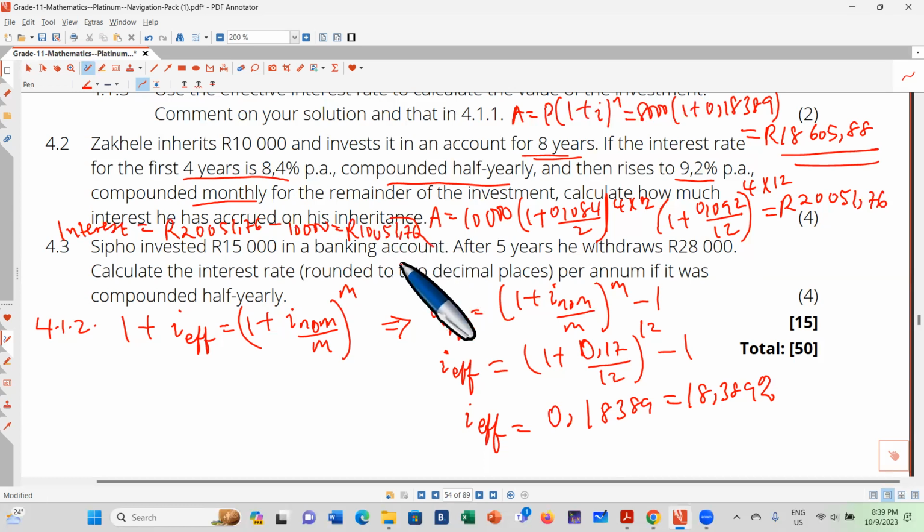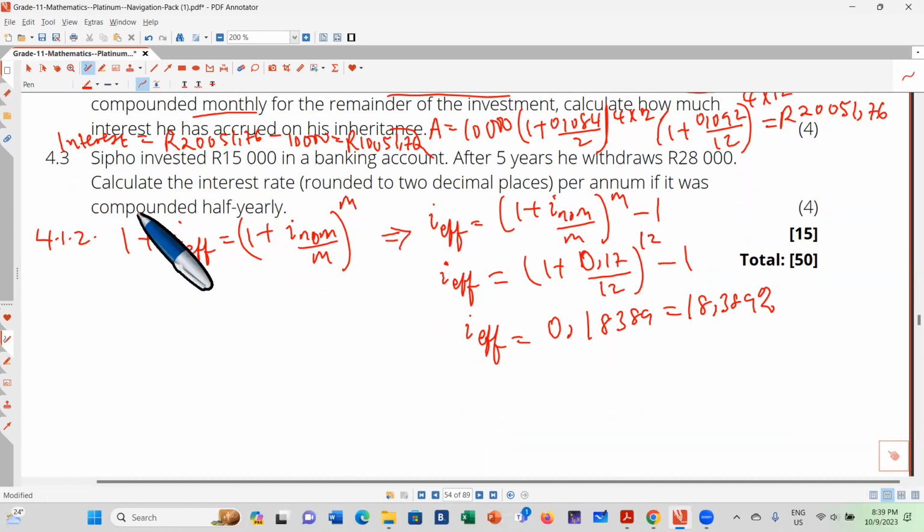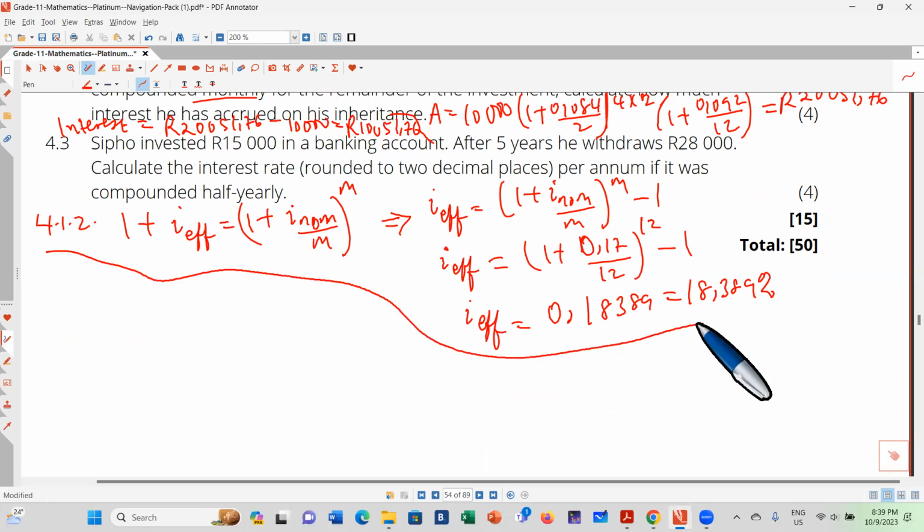So the interest is exactly 10,051.76. Okay, then in 4.3, Sipho invested 15,000 in a bank account. After 5 years, he withdraws 28,000. Calculate the interest rate per annum, rounded to 2 decimal places, if it was compounded half yearly.